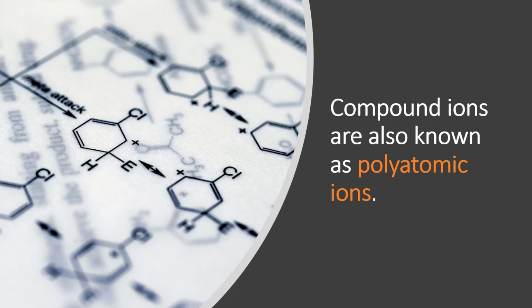There is another name for compound ions. A compound ion is also known as a polyatomic ion. Poly means many, and atomic ion means made up of atoms. It is made up of many atoms.